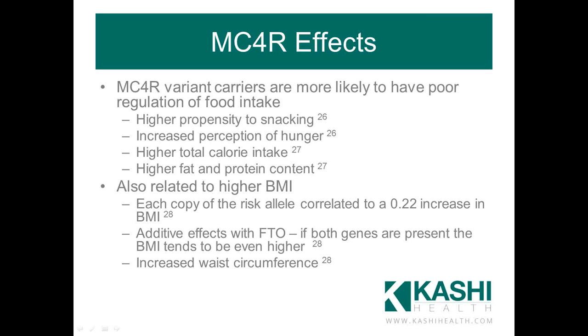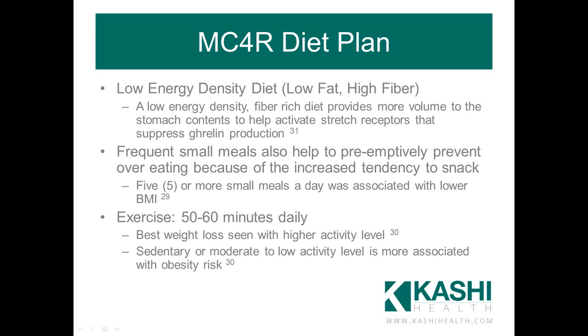Each copy of the risk allele correlated to a 0.22 increase in BMI. The additive effects with FTO are also seen with this, whereas if an individual carries both the MC4R and the FTO, their BMI and tendency towards snacking will be even higher. The MC4R is also associated with an increased waist circumference.